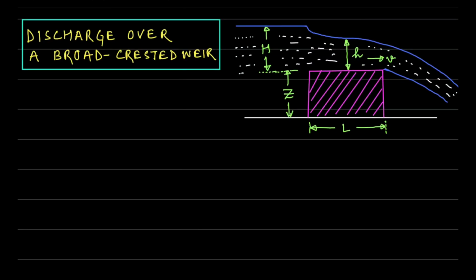So our next topic for the discussion is discharge over a broad crested weir. The weir shown on the right side is a broad crested weir. The very first question is how can we define whether the given weir is broad crested or not. On the right side you can see the length of this weir is L.